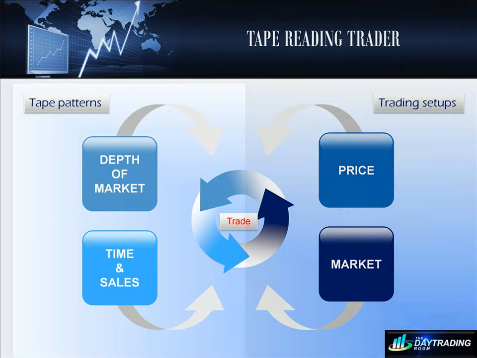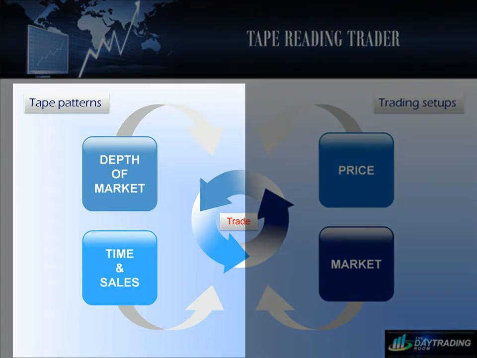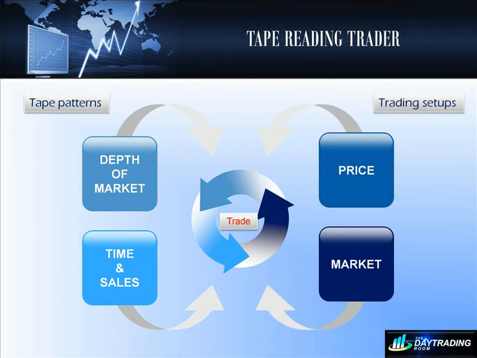So I start to then look at the depth of market and the time and sales. Now we're going to go into more detail about simple tape patterns. We're going to go into more detail on some advanced tape patterns, but those are the things that I take into consideration before taking the trade. It's one big cycle. It's a constant review of the market, the price, the depth of market, the time and sales. Now once I've identified the setup, I only need to keep reviewing the tape.